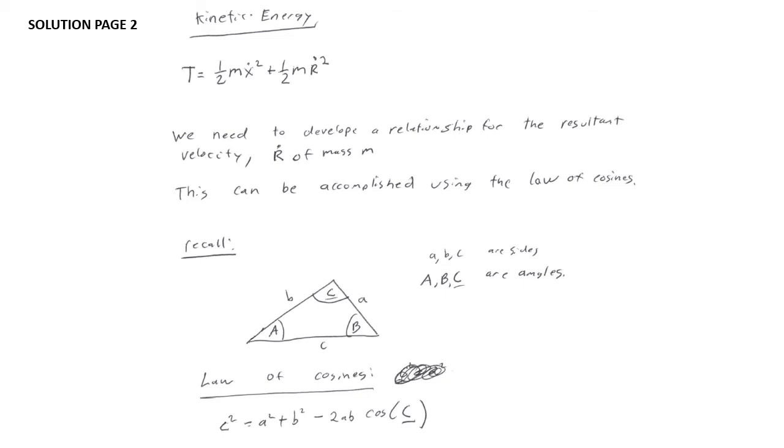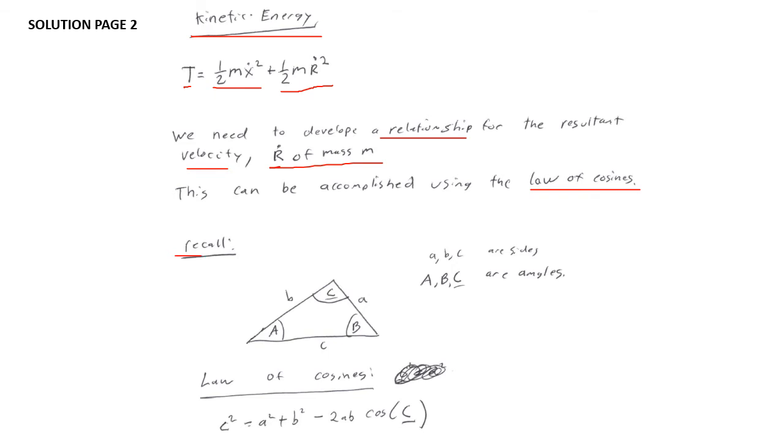As we continue our solution, the next thing we want to look at is our kinetic energy. Recall our equation for kinetic energy, 1/2 mv squared. So for each of these things, we have T is equal to 1/2 m x dot squared and 1/2 m r dot squared. We need to develop a relationship for the resultant velocity, our r dot, of mass m. This can be accomplished using our law of cosines.